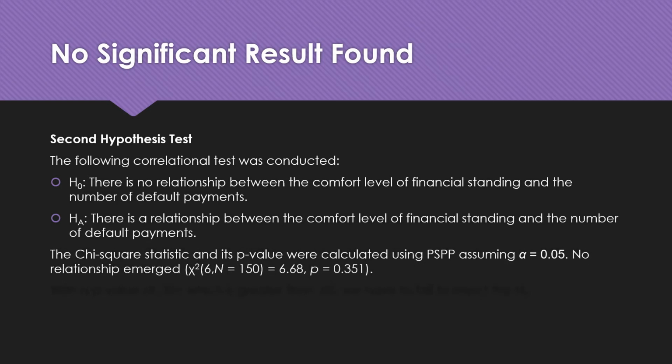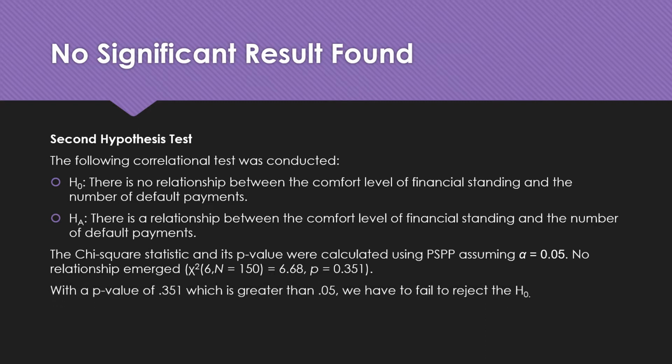We then performed the chi-square test, and the chi-square test had 6 degrees of freedom. It contained 150 cases, and the chi-square statistic itself was 6.68. The p-value was 0.351. With a p-value of 0.351, which is greater than our alpha of 0.05, we failed to reject the null hypothesis.